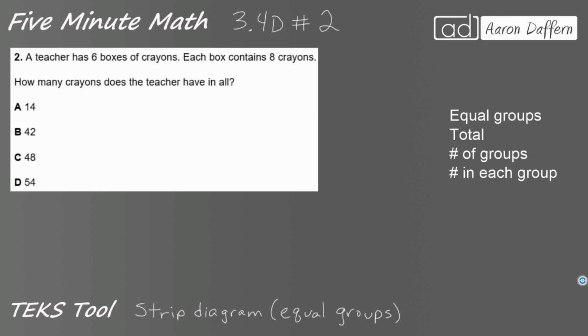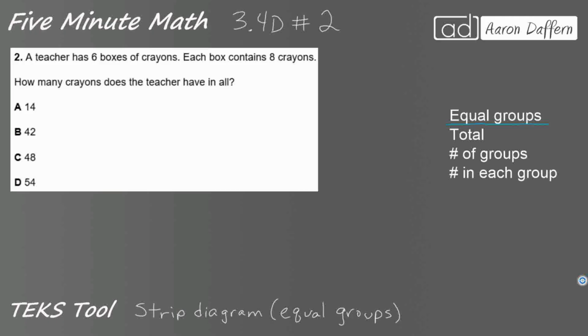All right, so when we are working with an equal groups word problem, we are always going to have some of these elements you see over here on the side. So we always need something that's going to tell us that we are dealing with equal groups, and then we're going to have two of these three: the total, the number of groups, and the number in each group. We'll have two, and we're going to have to find the third.